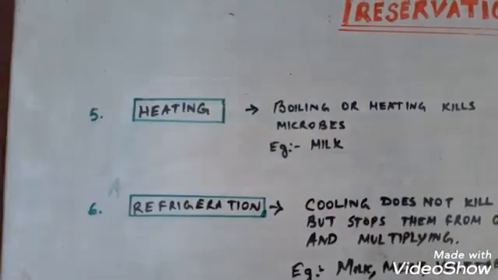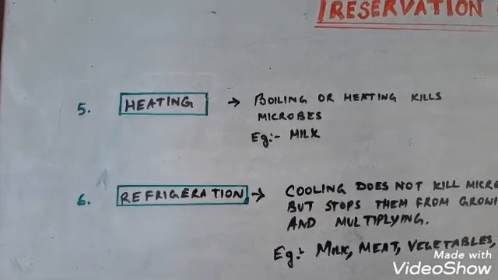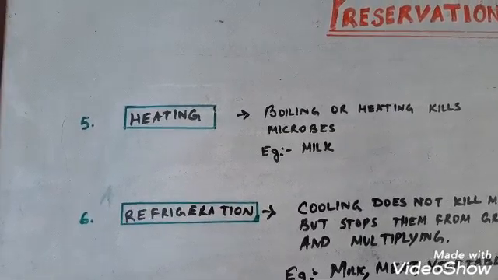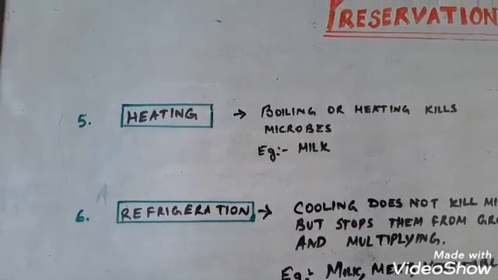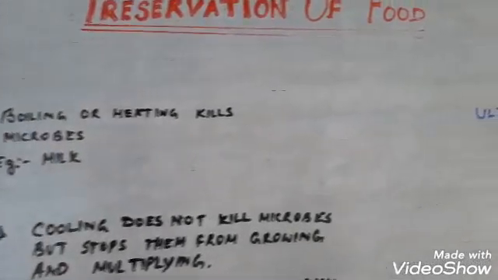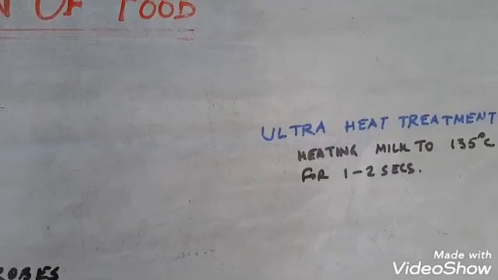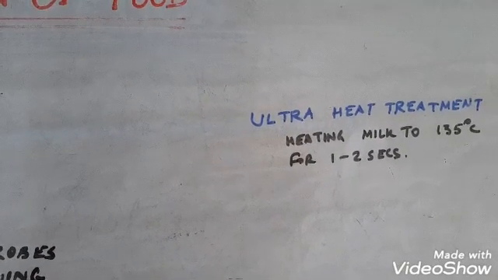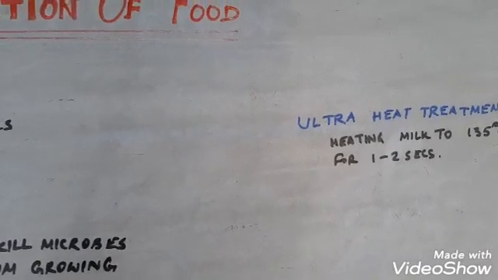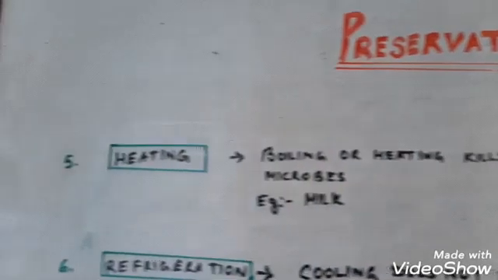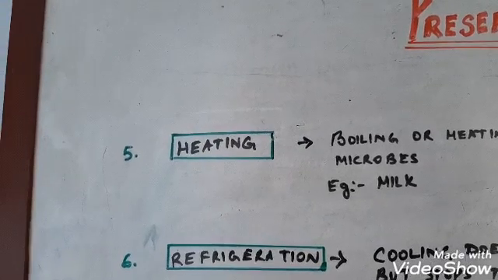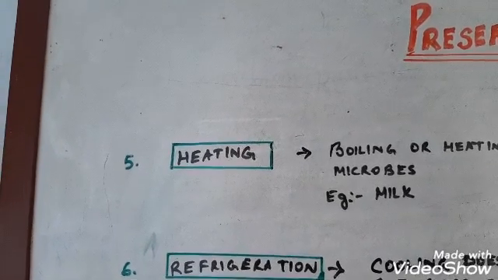The fifth type of food preservation is heating. Heating or boiling can kill the microbe. Generally milk is heated, or water is also heated and boiled, for killing the microbes in it. Now here I want to tell you something about ultra heat treatment. It is also a heating treatment done to milk at 135 degrees centigrade only for 1 to 2 seconds. The milk available in Tetra packs is generally preserved by ultra heat treatment. Until the sachet is opened, it can be kept for months.